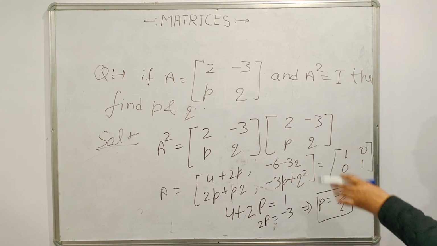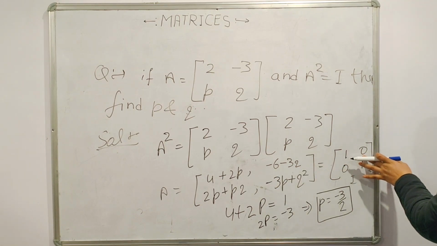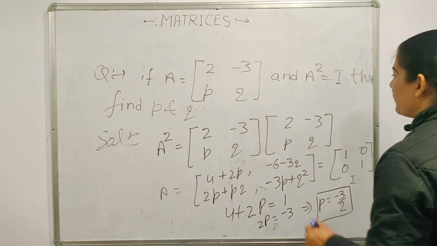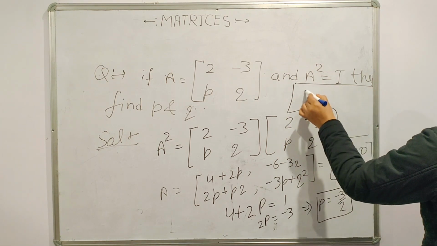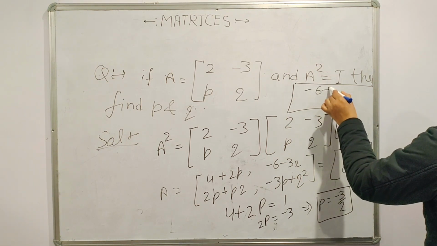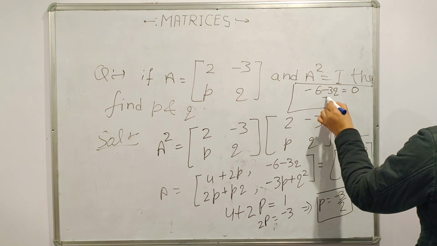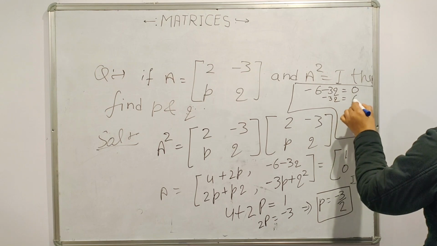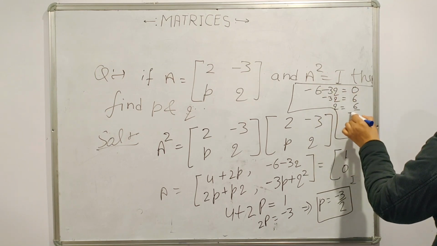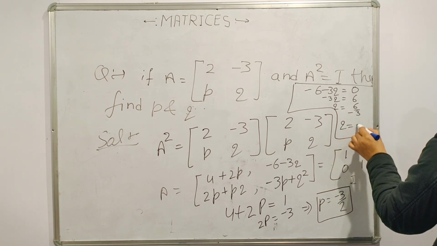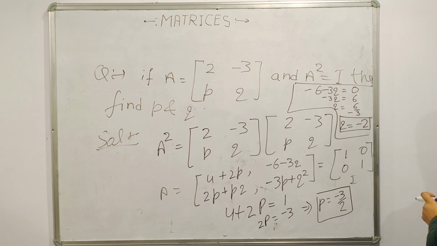Second, you have to find the value of q. And from here you can see that minus 6 minus 3q is equal to 0. So minus 3q is equal to 6. To the right hand side the sign will be changed, and q is equal to 6 upon minus 3, which is minus 2. So q is equal to minus 2. And here the question is done.